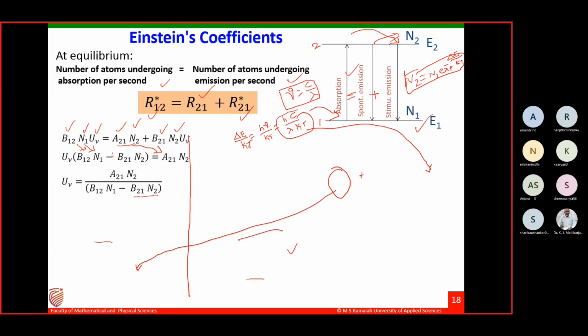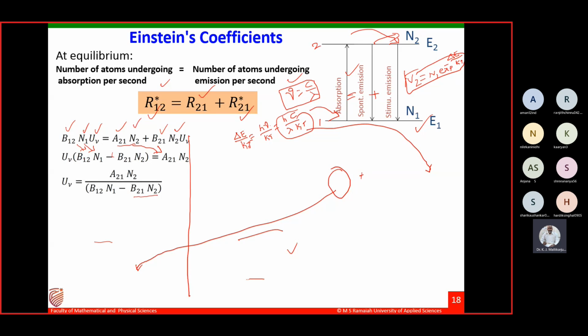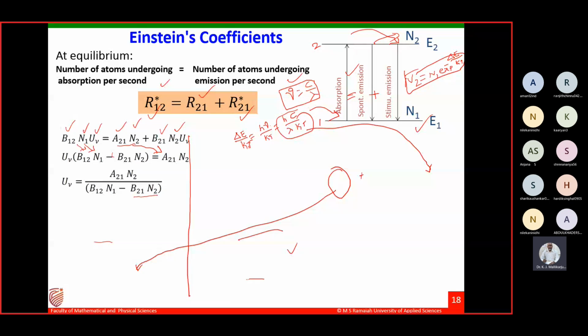Okay, in the last class we got one important mathematical relation for the interaction of external radiation with matter, in terms of Einstein coefficients. Basically, under thermal equilibrium, the number of upward transitions should be equal to the number of downward transitions. Based on that, we wrote rate equations for upward transitions and downward transitions. There are two downward transitions.